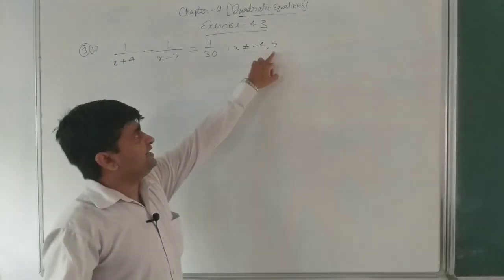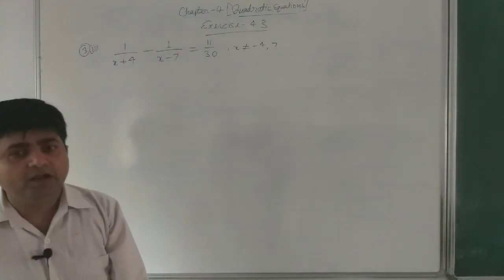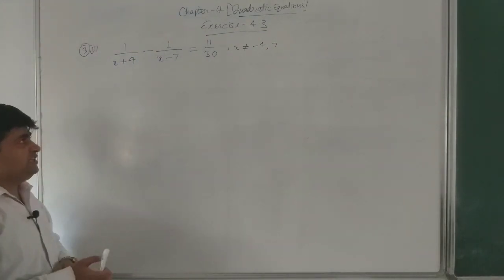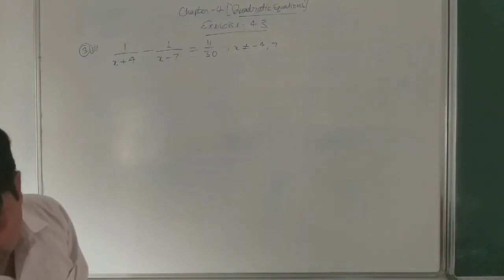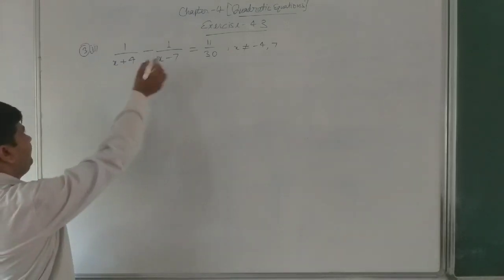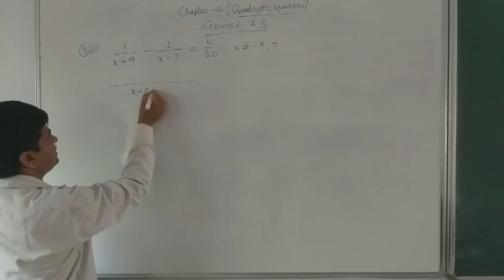So x minus 7, here x is 7, if we put 7 minus 7 again 0, 1/0, that means infinity, that is not defined. So these values are not the answer. Now, to simplify, we can take the LCM, x plus 4 into x minus 7.